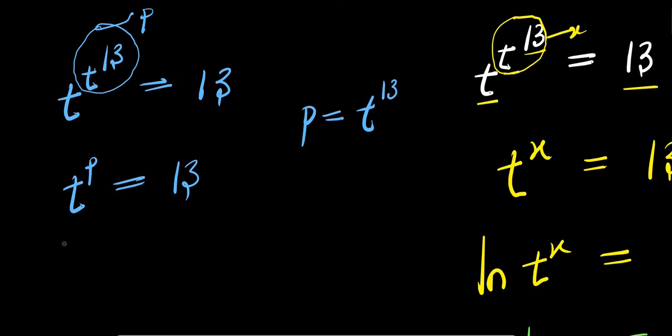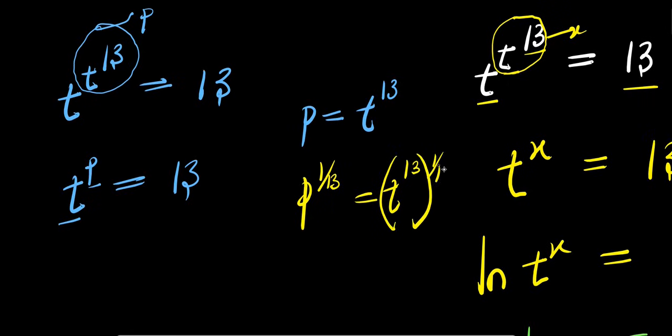Now, these two variables are unknown, right? I want to have a uniform variable, so I need to isolate t from here. That means I multiply p at the exponent level by 1 over 13. This equals t power 13 raised to the power of 1 over 13. This cancels this, right? That means my t equals p power 1 over 13.